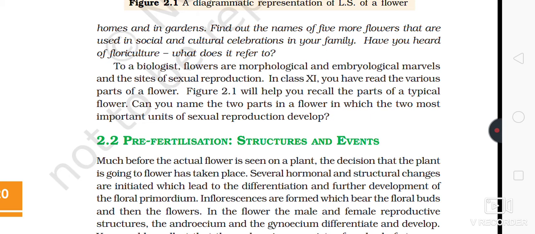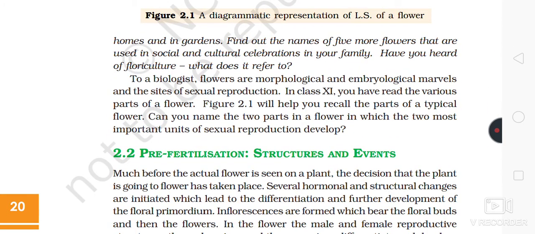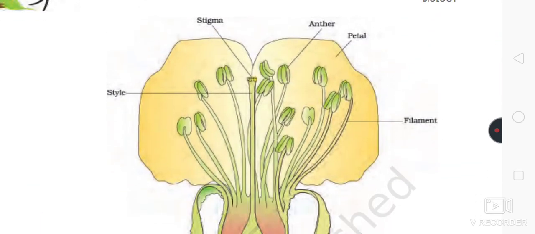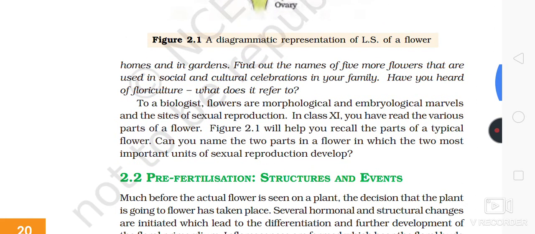To a biologist, flowers are morphological and embryological marvels and the sites of sexual reproduction. In class 11th, you have read the various parts of a flower. Figure 2.1 will help you recall the parts of a typical flower. Can you name the two parts in a flower in which the two most important units of sexual reproduction develop? So you can see here stigma, anther, petal, filament, style, sepal and ovary. It's a diagrammatic representation of a lateral section of a flower.